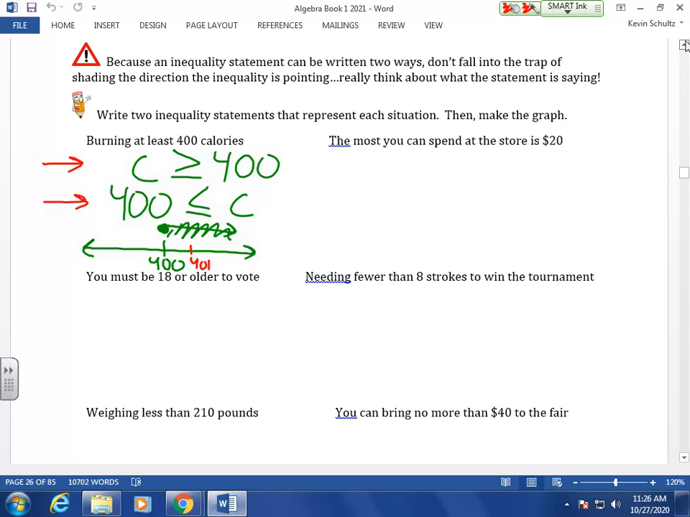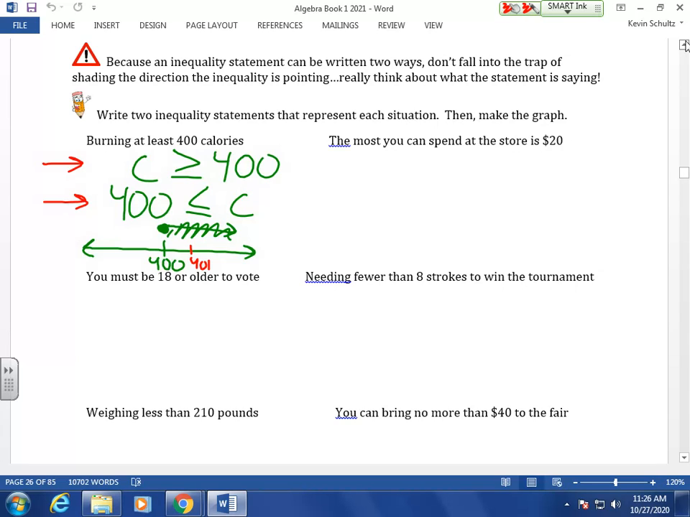Yes. So even though there are 2 ways to write that inequality, the graph is still going to look the same. Okay? The graph is still going to look the same. Every number to the right of 400 is going to work. Every number to the left of 400 is not going to work.